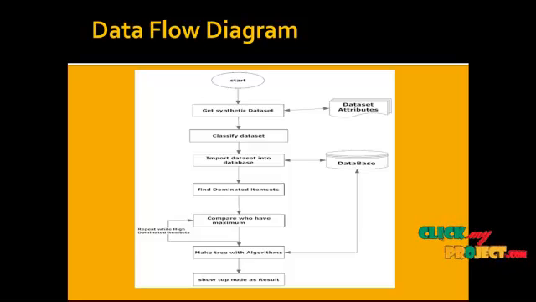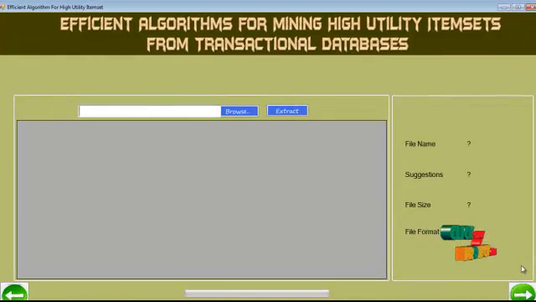Now let's see the demo of the project. This is the home screen of our project. Here we need to select the high utility transaction data set.